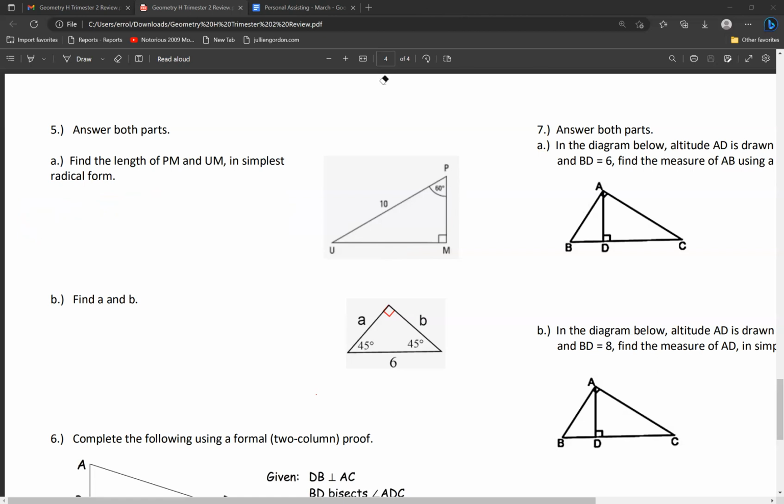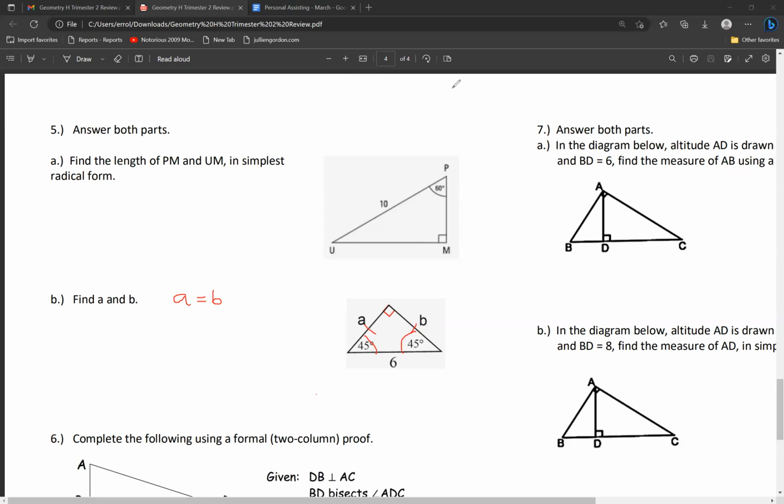All right. B. Find A and B. So we know that. What do we know automatically? Sorry, no. You have to do like, what do we know automatically? Okay, we know this angle's 45, and we know this angle's 45.